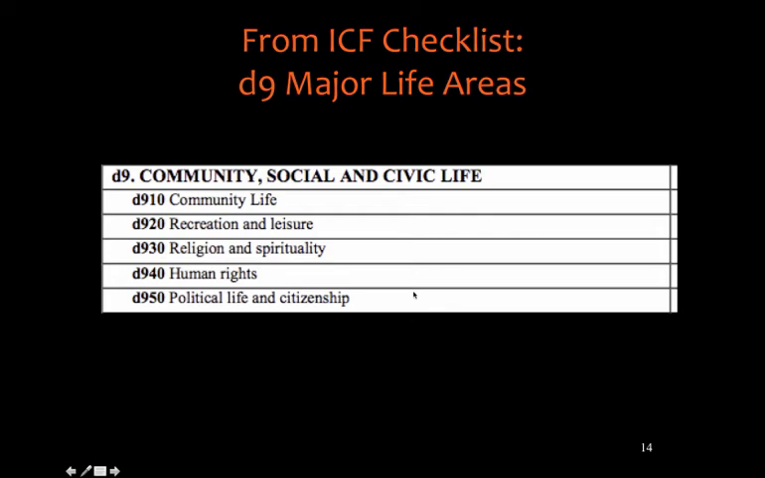Continuing on with major life activities, we have the idea of participation restrictions. That is to say, the individual's inability or lack of capacity to participate in community, social, and civic life. That would include activities in the community, recreation, leisure activities, religious or spiritual activities, political life, citizenship, and human rights. These kinds of participation would be restricted with hearing impairment. That's the basic idea.